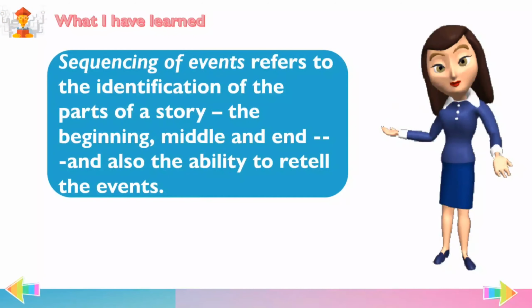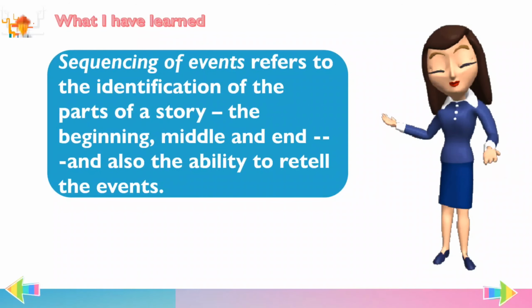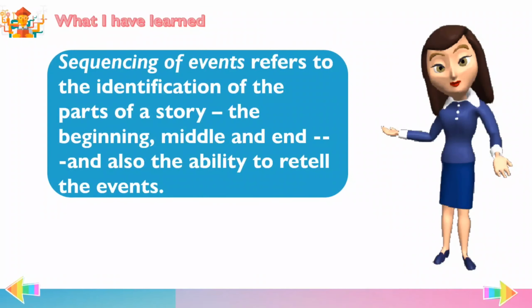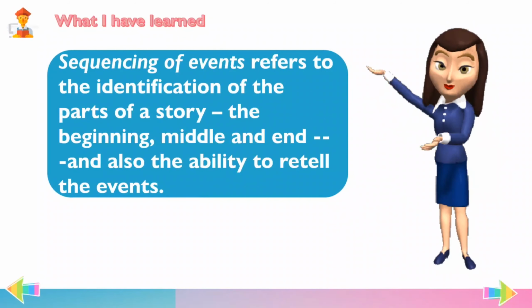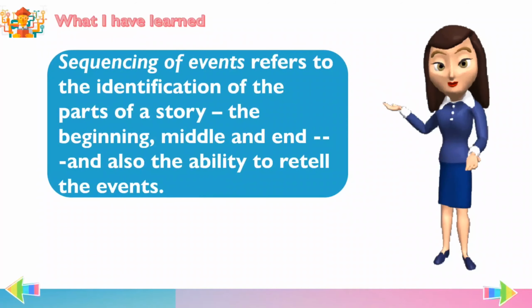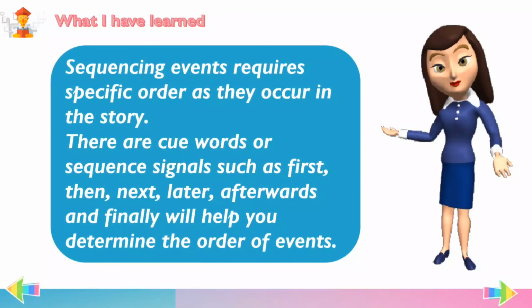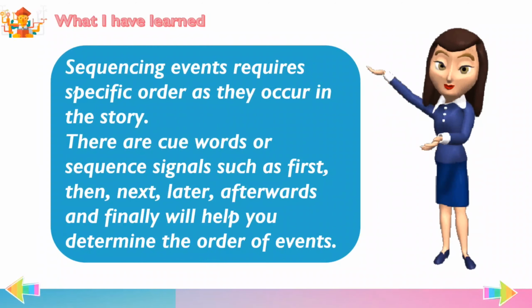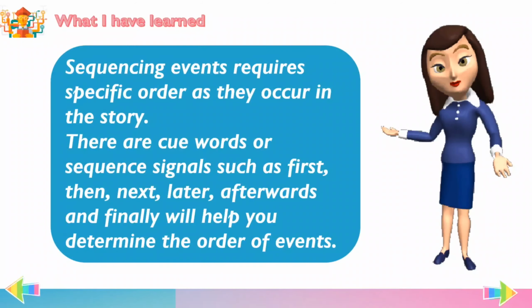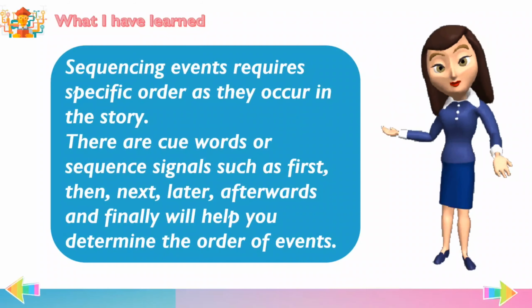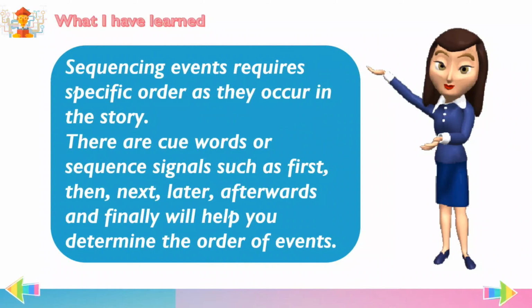Sequencing of events refers to the identification of the parts of a story, the beginning, middle, and end, and also the ability to retell the events. Sequencing events requires a specific order as they occur in the story. There are few words or sequence signals such as first, then, next, later, afterwards, and finally will help you determine the order of events.